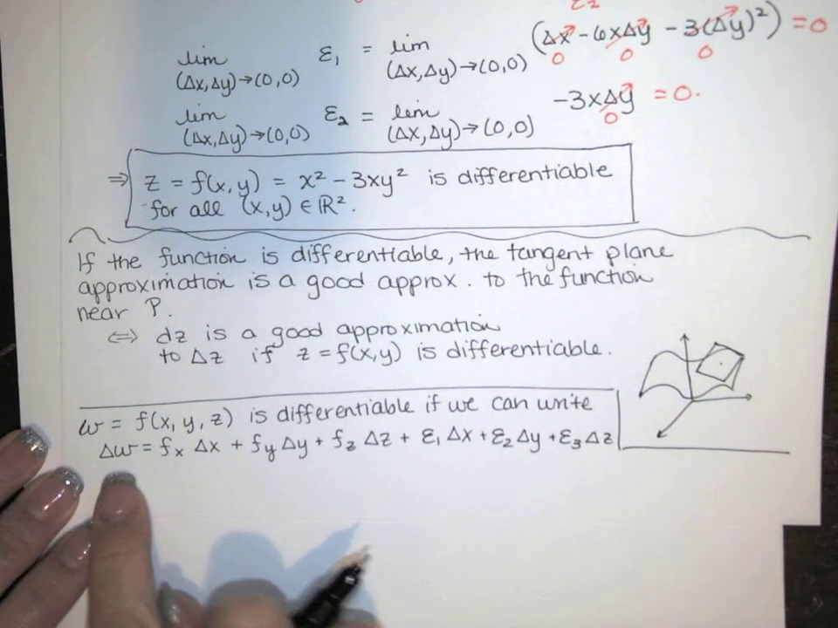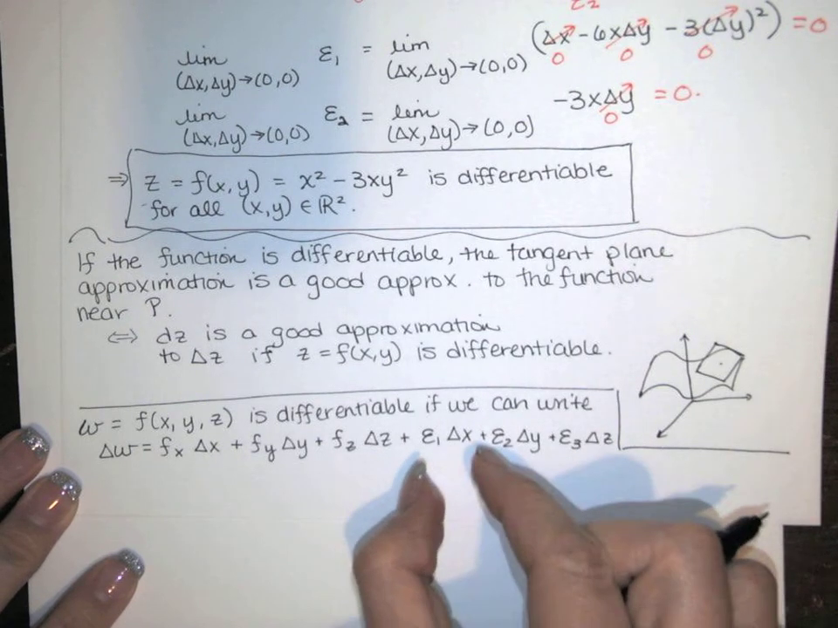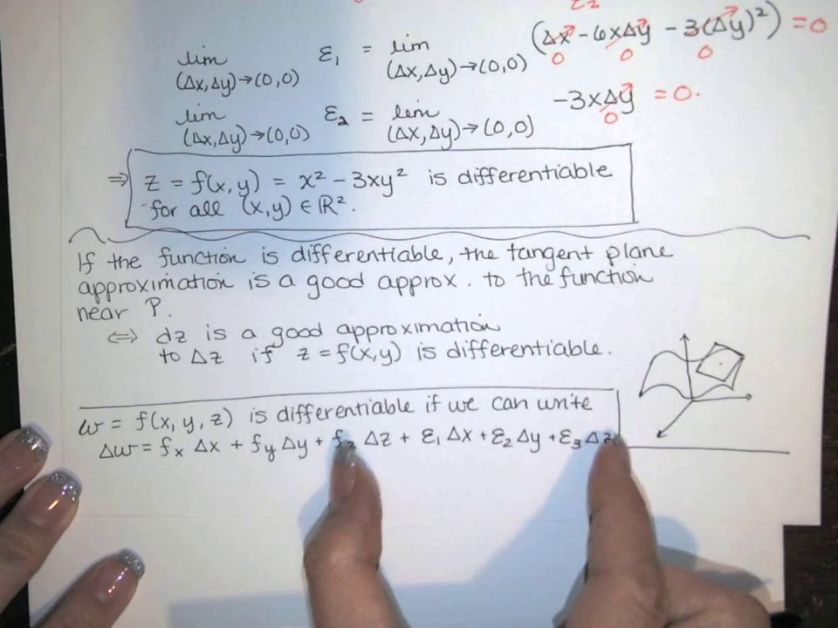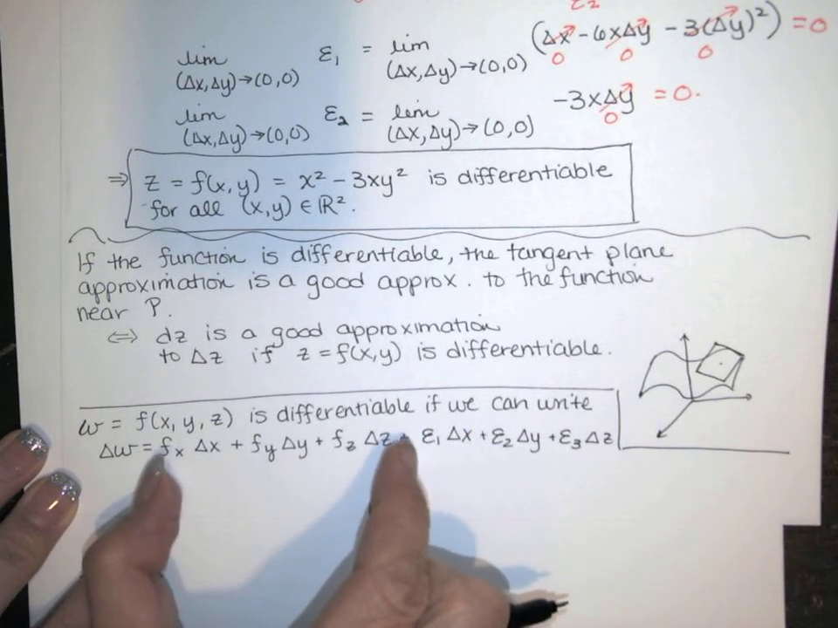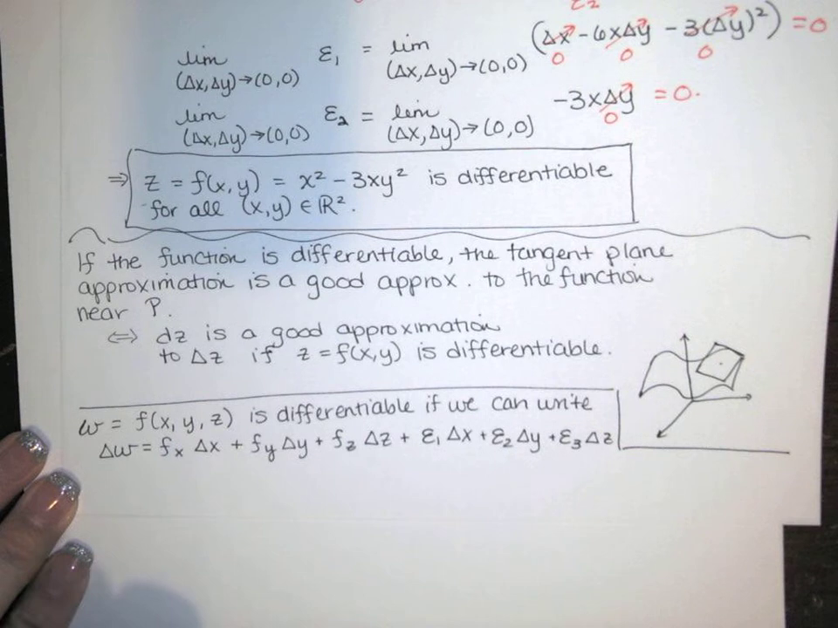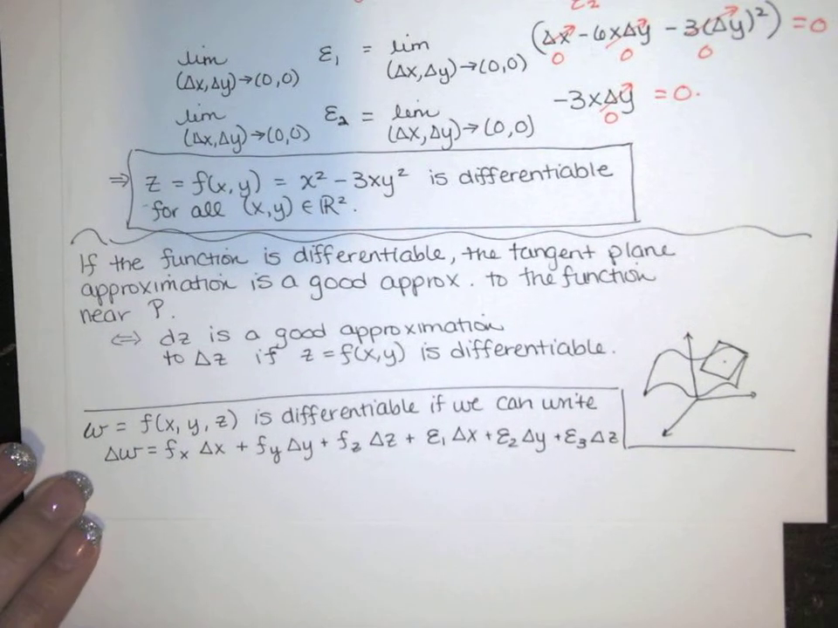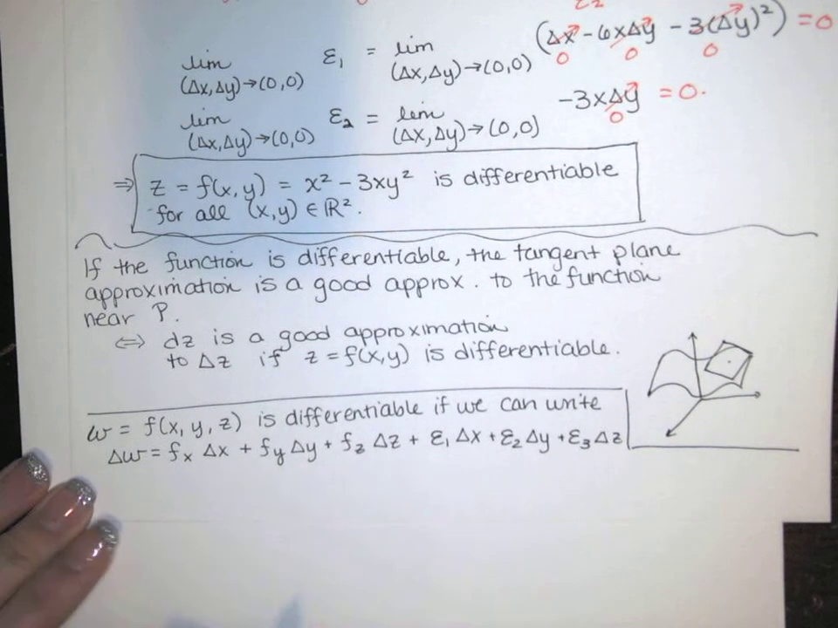So if we can write the increment of w this way, so that means as our changes in x, y, and z get very small, this whole thing gets very small, and then this is going to be equal to this, then we say our function w is differentiable. I'm not going to do an example like that. I just wanted to show you the idea.